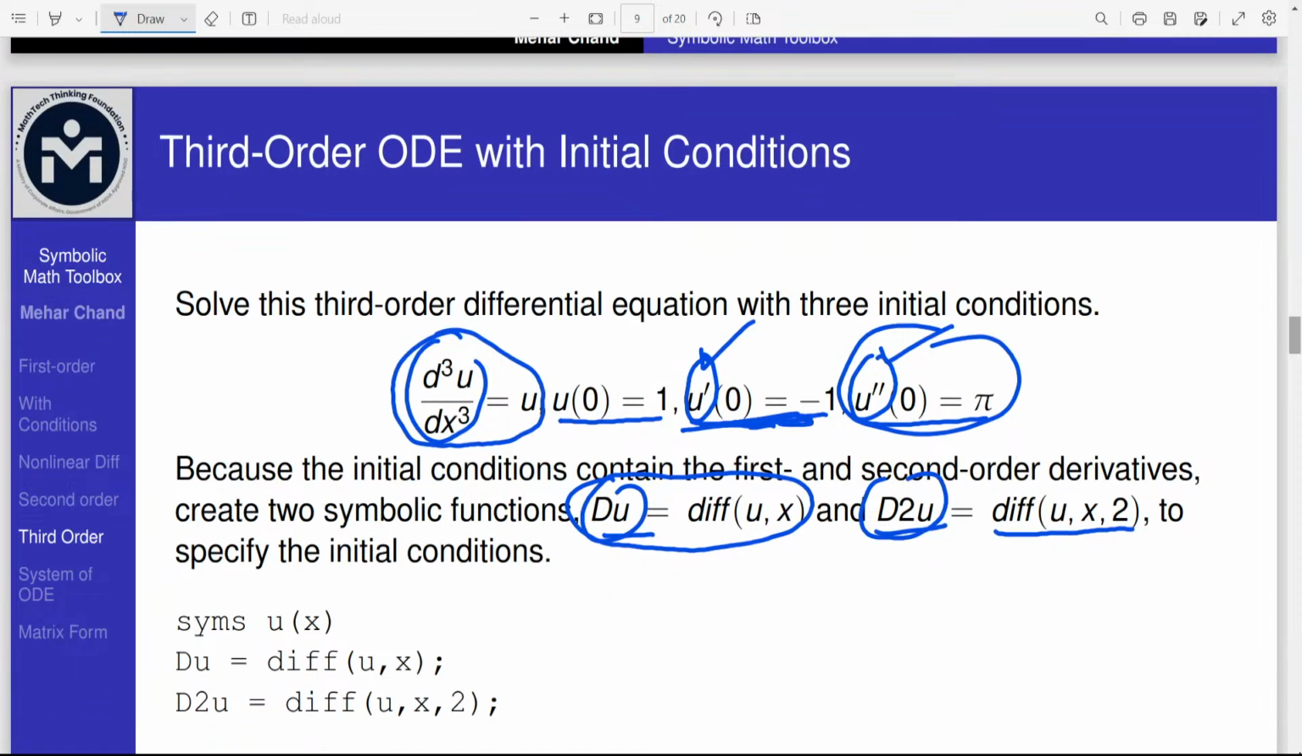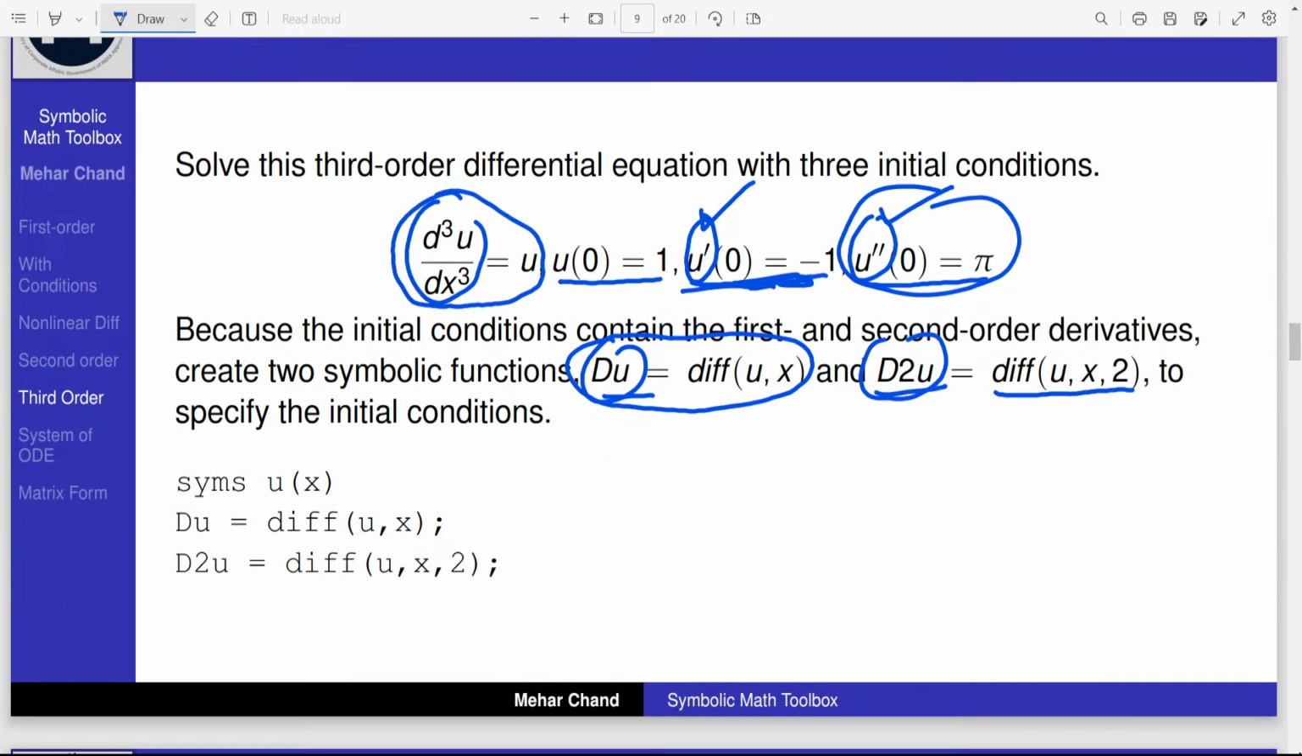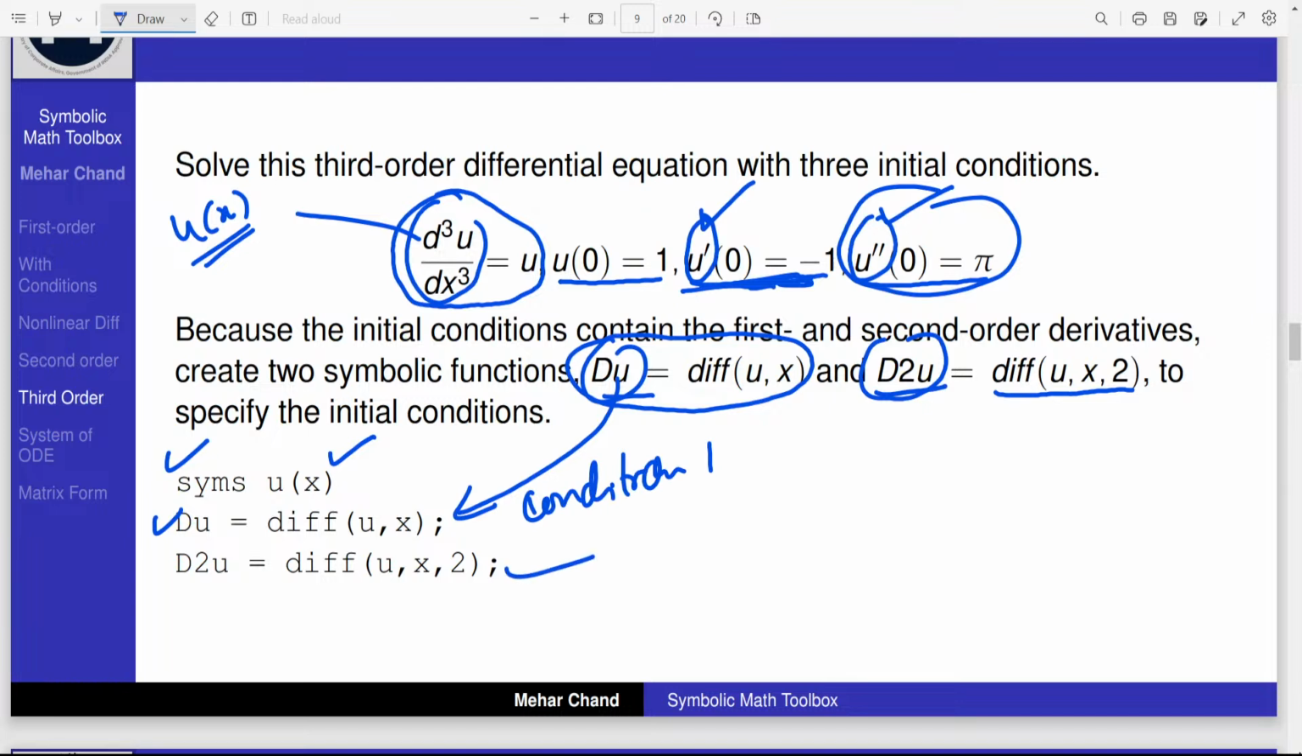Okay, so here is syms. This equation involves u(x), so the symbolic function will be u(x). This is the very first statement. Then we have du, which is used for the first condition, condition 1, and d2u is used for the second condition. You can see the statement d2u equals diff(u,x,2).